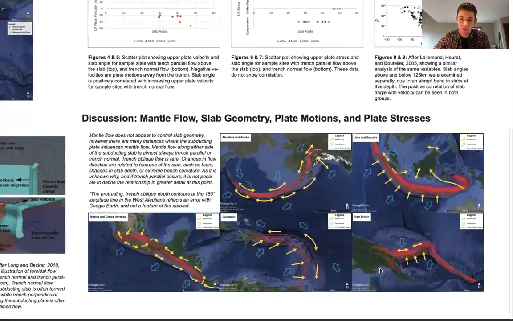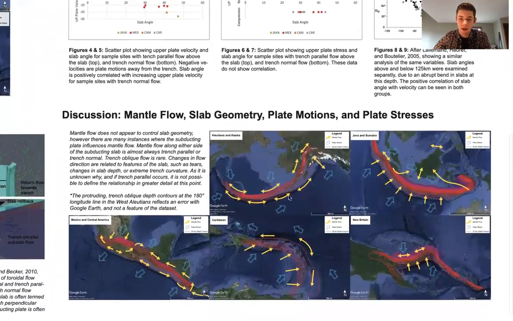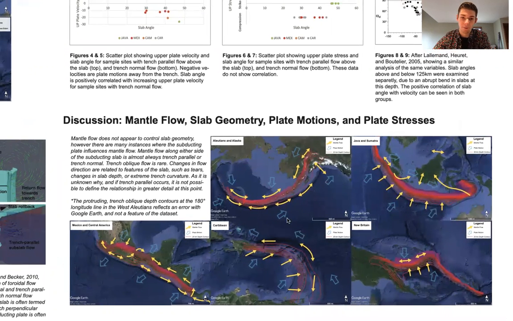Down here, we've got some figures I made showing the relationship between these variables of mantle flow, slab geometry, and plate motion. Blue arrows are plate motions, the yellow arrows are mantle flow, and the red lines are 20-kilometer depth contours. The first thing you'll notice is that the mantle flow is almost always either trench parallel or trench normal. It's very rare that it's oblique.